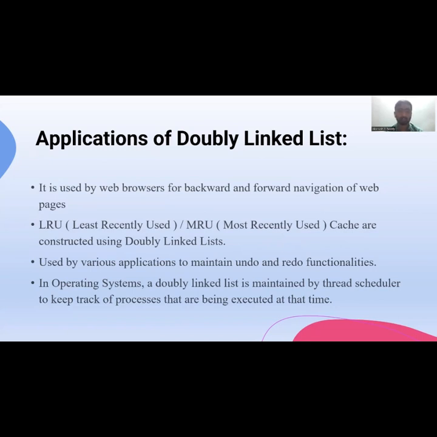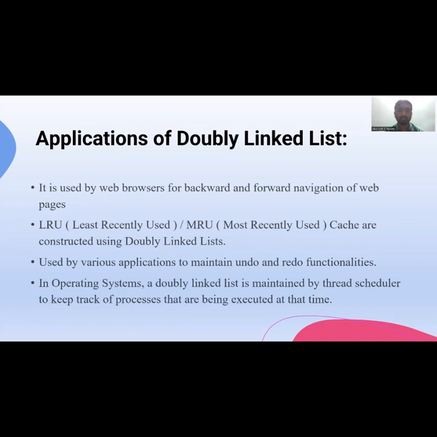LRU, which is also known as least recently used. Once you open a browser, you can see that if you use the recently used page, it pops up saying this is the page you have recently used. And the next one is most recently used. It is a cache which is built using a double linked list. If you open the most accessed thing on your mobile phone, it can be accessed using these caches constructed using a double linked list.